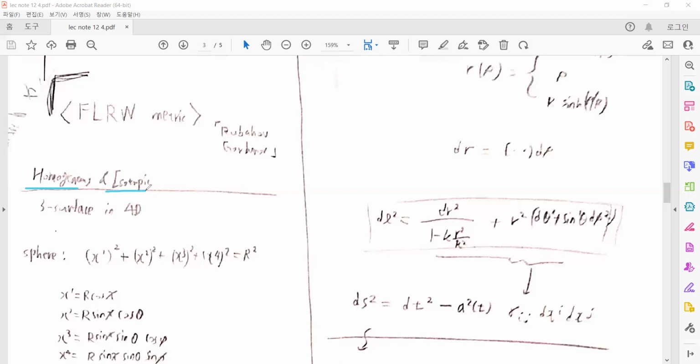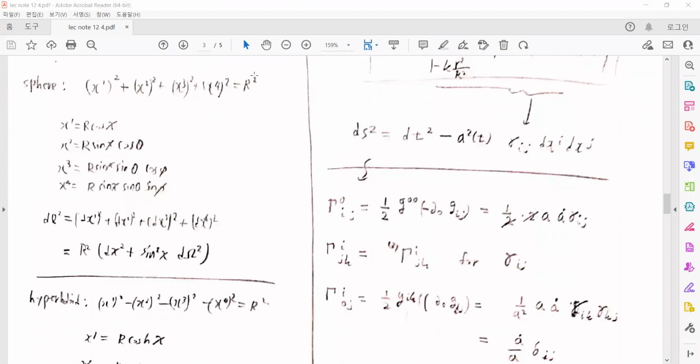Now we can construct such a homogeneous, isotropic metric with several terms. There are some curvatures and a scaling factor. First of all, we can parameterize a four-dimensional sphere, like x1 squared plus x2 squared, and so on, x4 squared equal to r squared. And the surface of such a four-dimensional sphere is actually three-dimensional. The degrees of freedom is three.